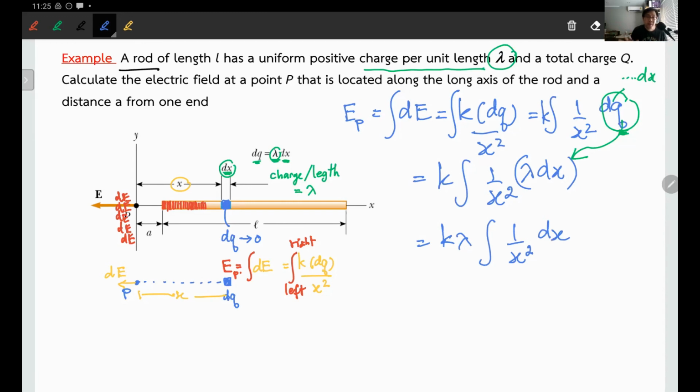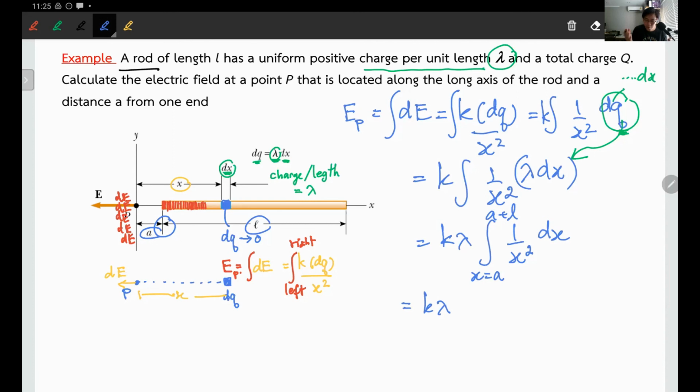You can set the upper and lower limits according to your problem. You can say that you want to take the summation from the left end of the rod, which is when x equals a. Perfect. And then you want to take your summation all the way to the right end of the rod, which is when x equals a plus l. Very nice. And that's it. You can start doing the calculus that you have already learned.